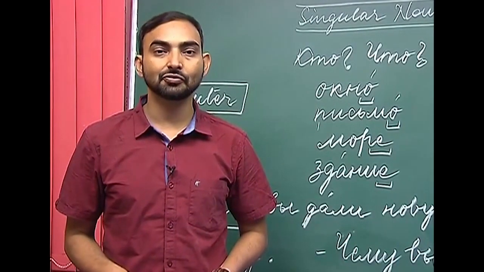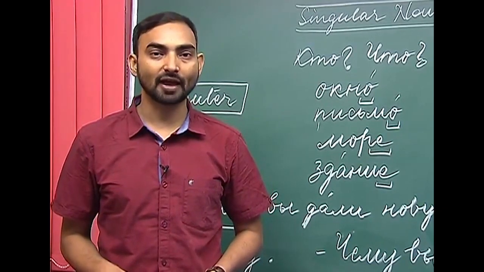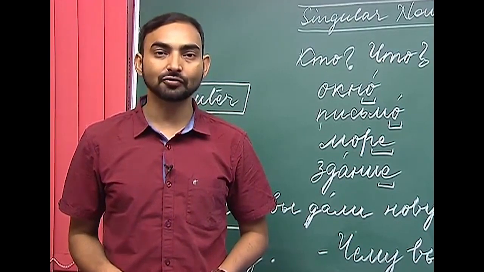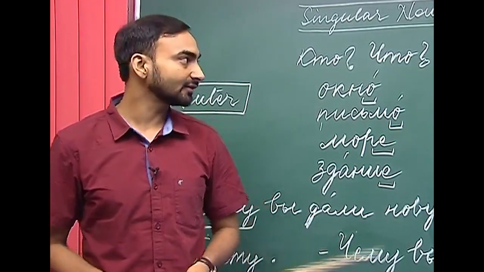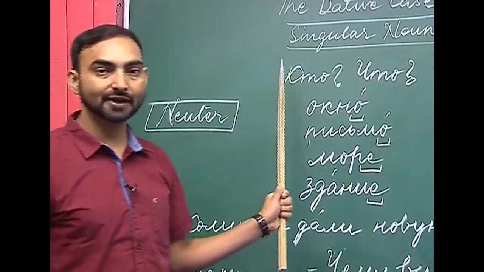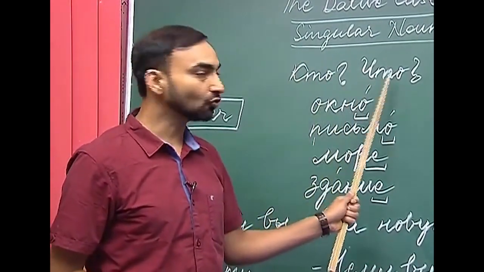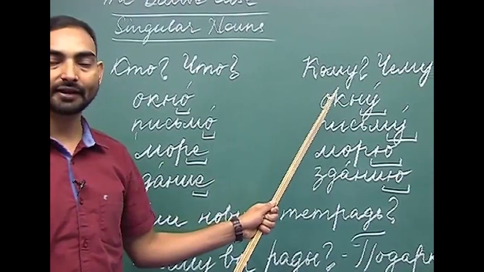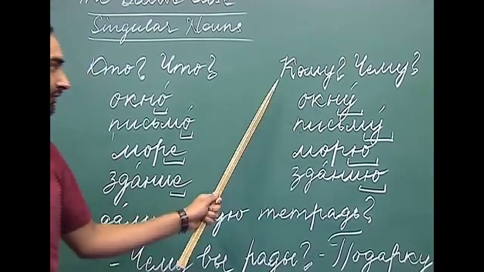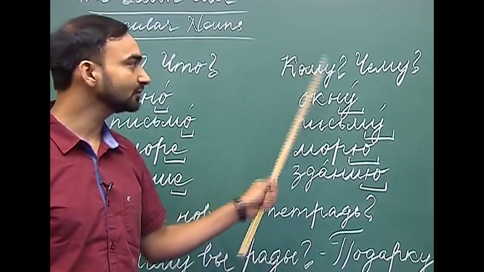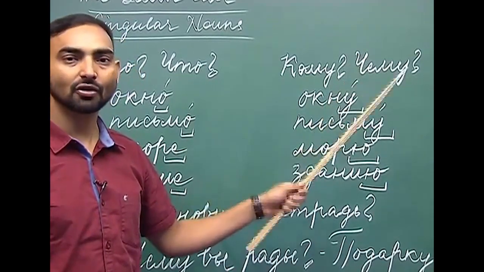Let us discuss the neuter gender nouns now. What happens when neuter gender nouns are used in the dative case? How do they decline in the dative case? Here are the nominative case forms of the neuter gender nouns which answer the questions kto and shto, who and what, and these are the forms used in the dative case which answer the questions kamu, to whom, and chimu, for what or to what.